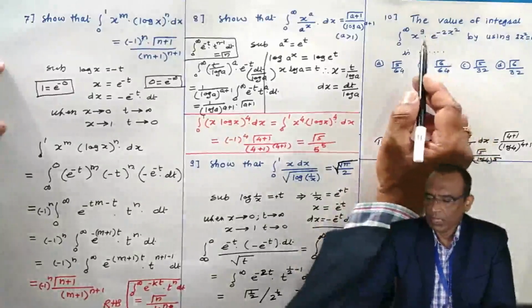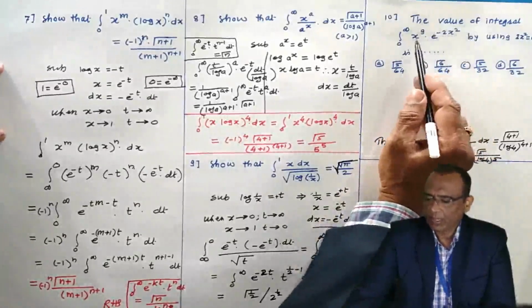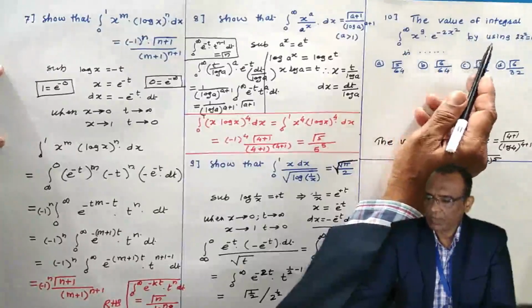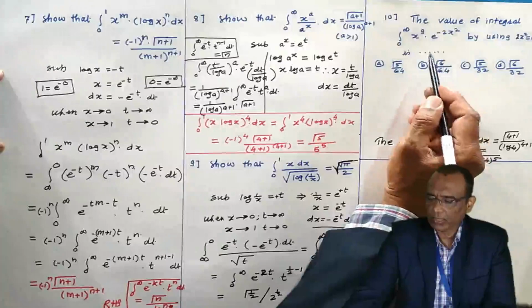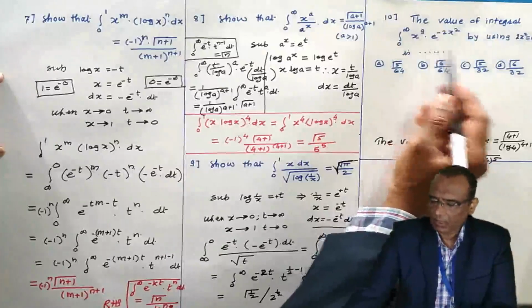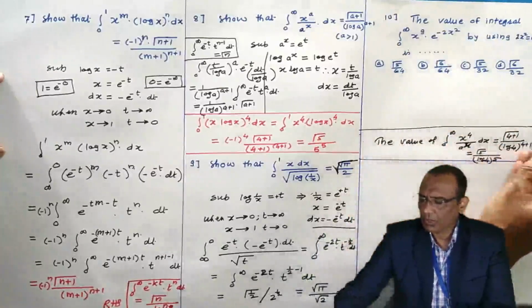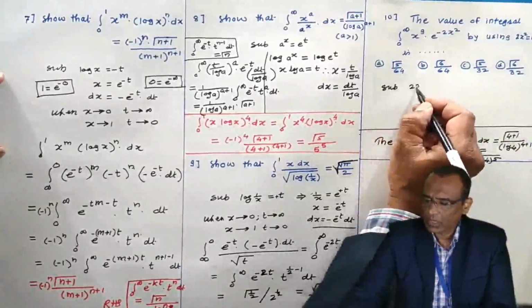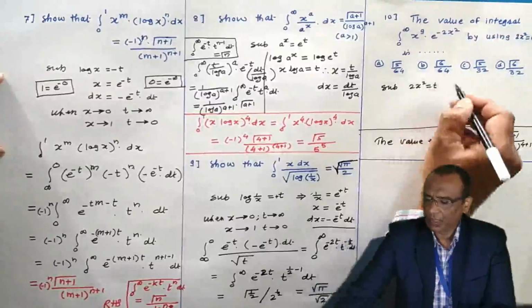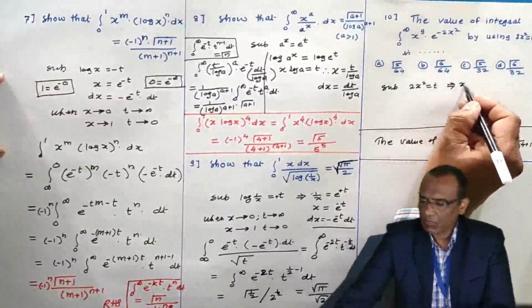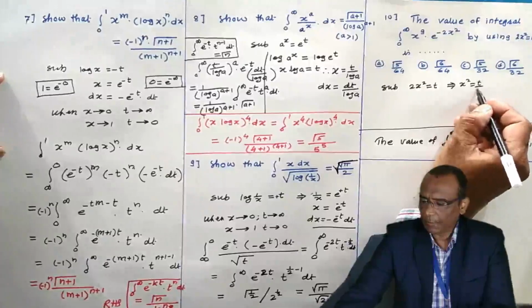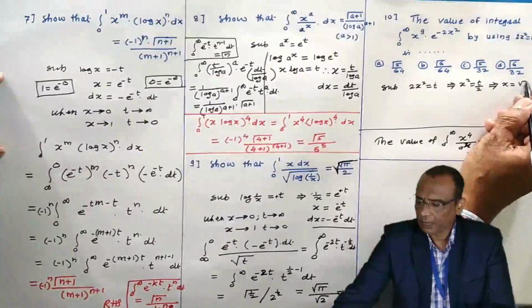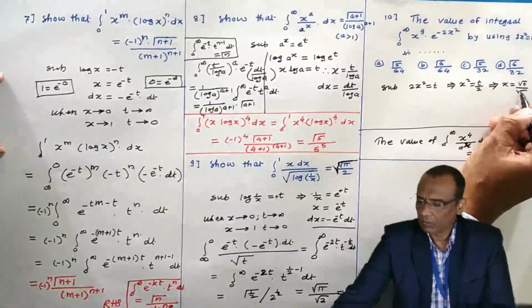Now, the MCQ: the value of integral x to the power 9 e to the power minus 2x square, using 2x square equal to t, that we have to find. Okay, this is very simple. Substitute 2x square equal to t. This means x square equal to t by 2. Taking square root, x equal to root t by root 2.